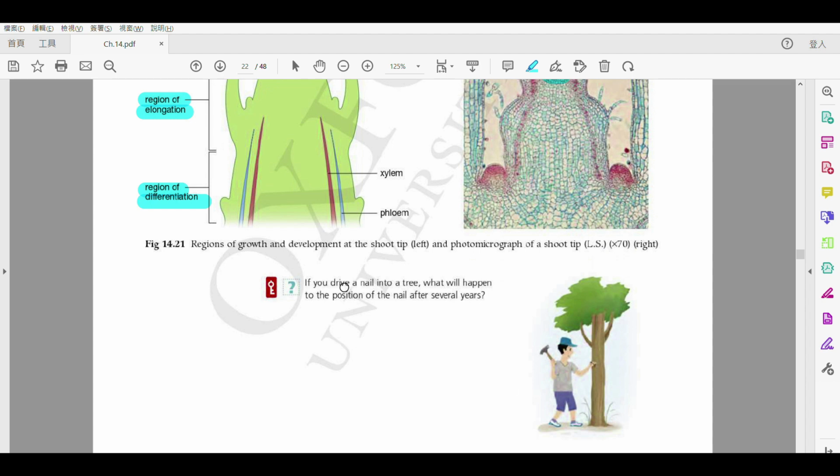Okay, so this is a very challenging question, and let's see if you know the answer. Here, he's asking, if you put a nail into the tree, will it grow? Will it get taller after several years?